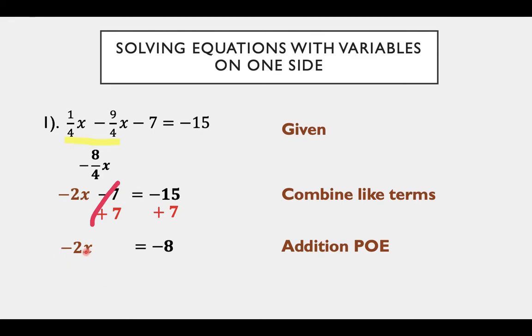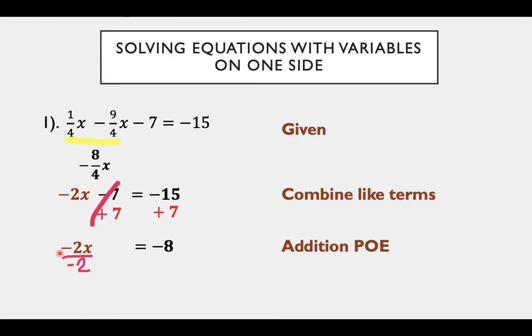Again, we use the word isolate x. I want to get x by itself, so I need to get rid of this negative 2. Keep in mind this is read as negative 2 times x. So what you want to do is the inverse of multiplying by negative 2, and in that case, that's going to be divide by negative 2.